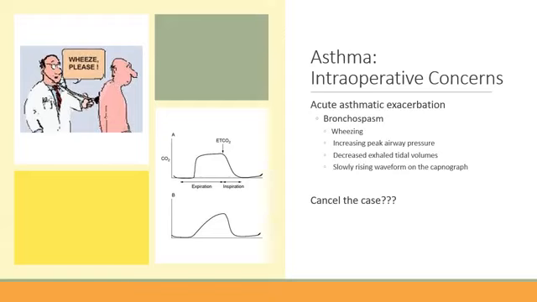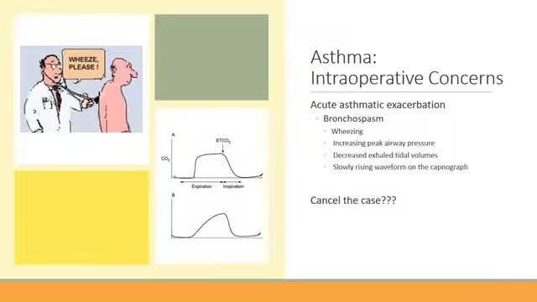As far as intraoperative concerns with asthmatic patients, certainly the biggest worry that we're on the lookout for is for them having an acute asthmatic exacerbation during the surgery. This will manifest primarily as wheezing. We'll also see an increase in peak airway pressures. We don't see that easily unless it's an intubated case. And so the main thing that we see for an open airway case or a sedation case is we're going to see or hear wheezing. They'll also look like they're kind of struggling to breathe.